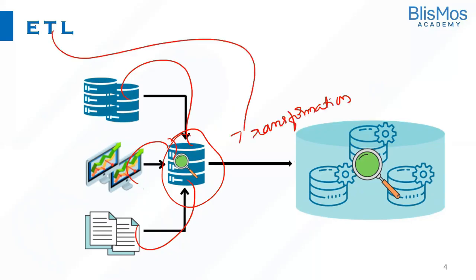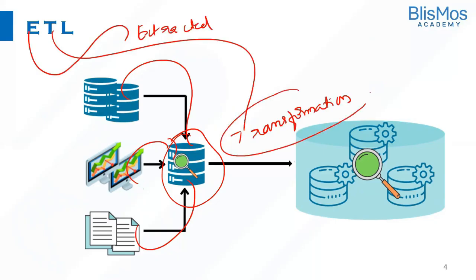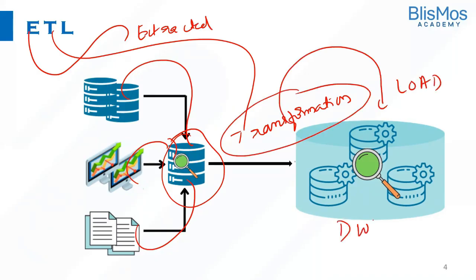So first, what did we do? We extracted and then we transformed this. And then after transforming, we have to load the data into the data warehouse.